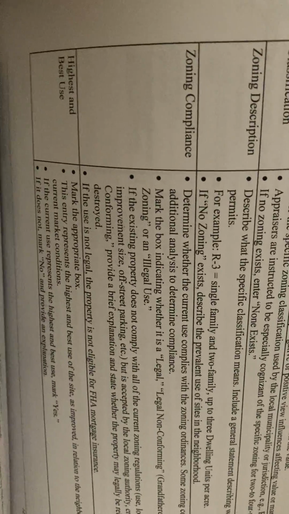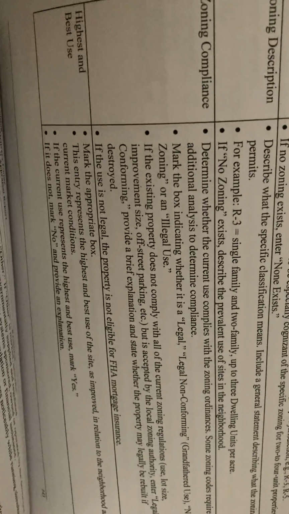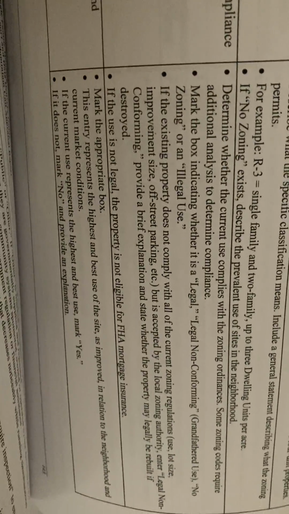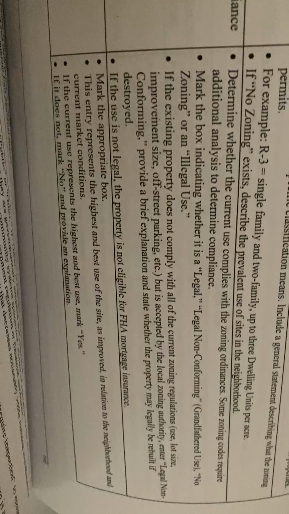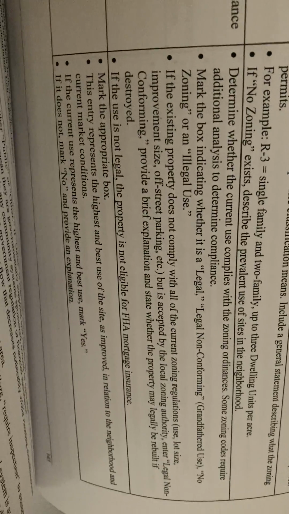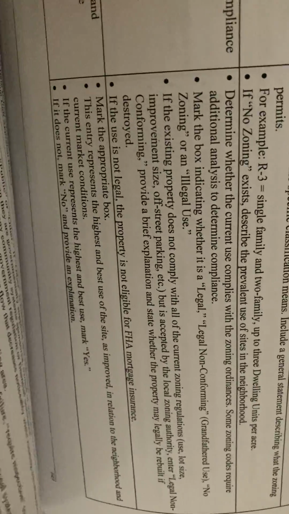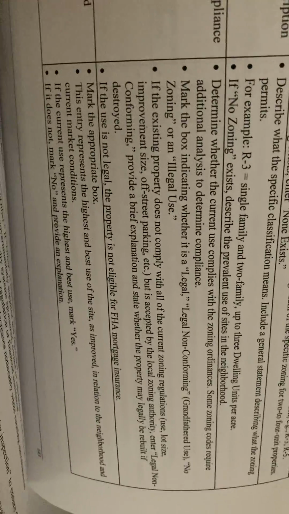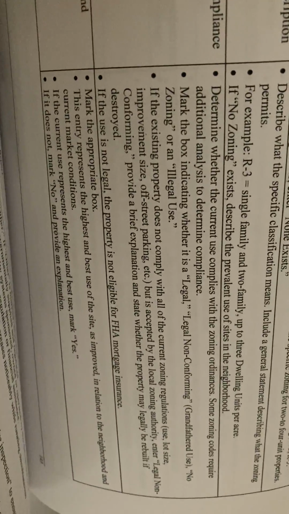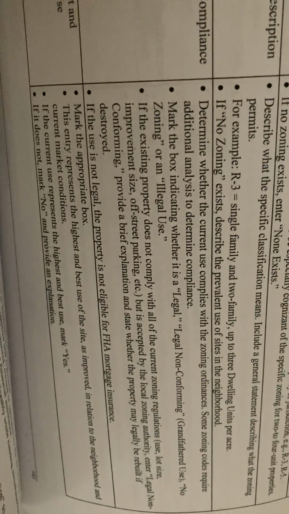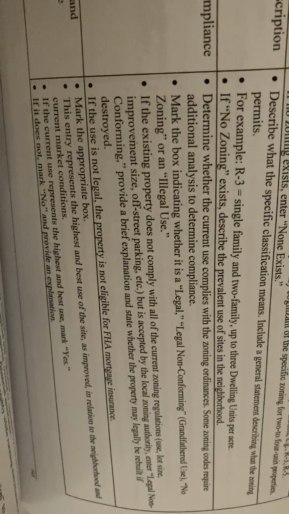Field: zoning compliance. Protocol: determine whether the current use complies with the zoning ordinances. Some zoning codes require additional analysis to determine compliance. Mark the box indicating whether it is legal non-conforming, grandfathered use, no zoning, or illegal use.